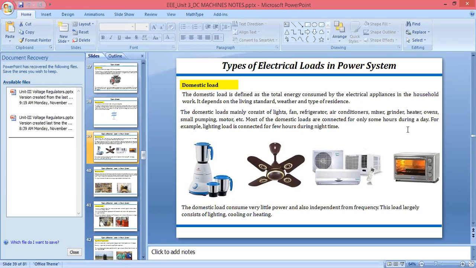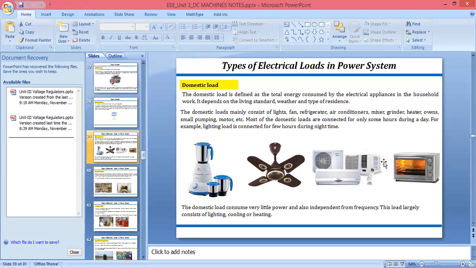You can say these are nothing but the domestic load. So if you see, most domestic loads are connected for only some hours during a day, and some we are using continuously. If you see, we are using the fan most of the time. But microwave, oven, these we are not using continuously. So we can say these are also domestic, because we can use these devices at our home. These devices we are calling the domestic load.